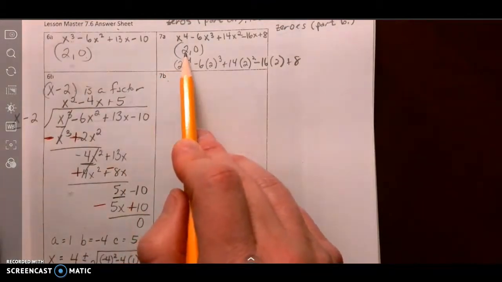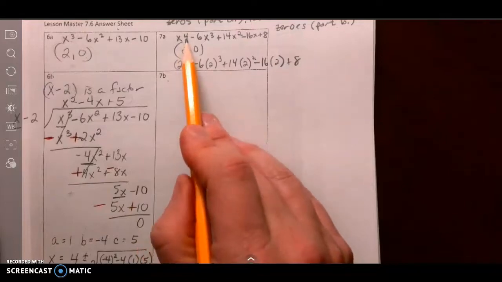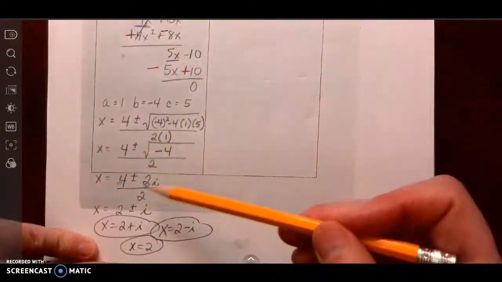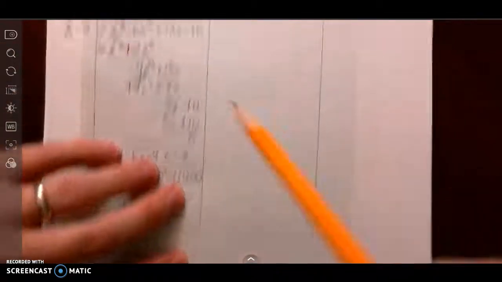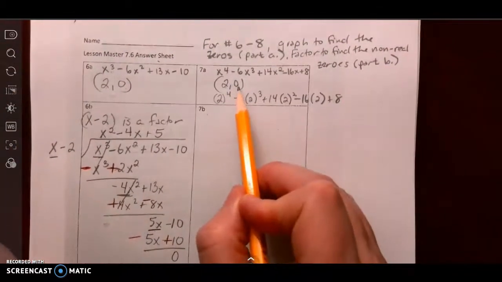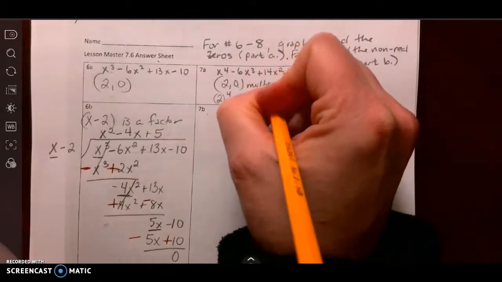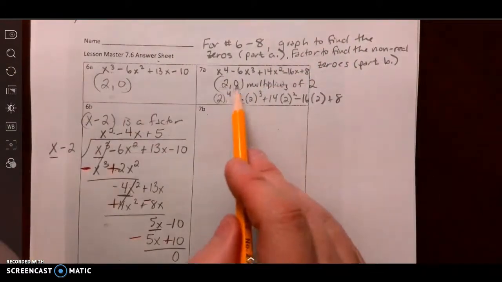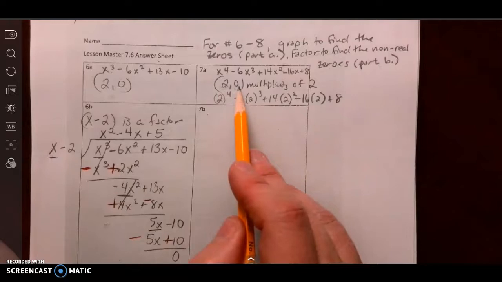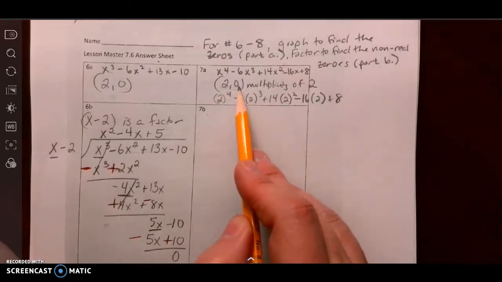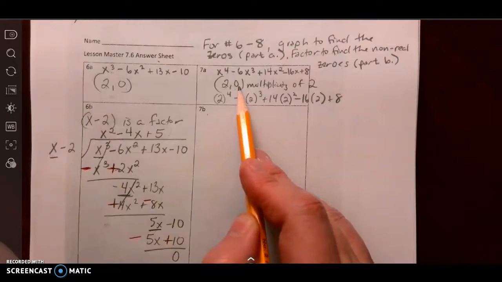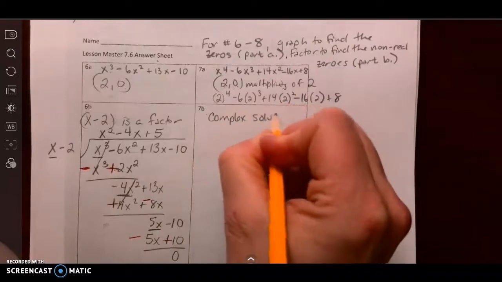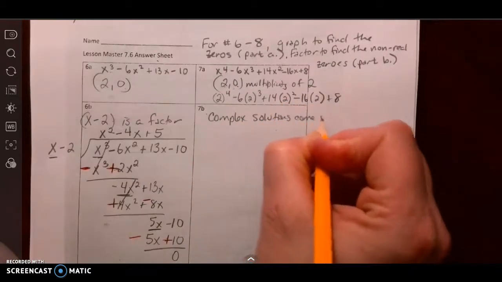The only problem is that would then leave me with 3 complex solutions. Well, my complex solutions always come in pairs, which means this 0 right here must have a multiplicity of 2. There's no way that this can only happen once, because then I'd be left with 3 other solutions that would have to be complex. And complex solutions, let's write this down, complex solutions come in pairs.